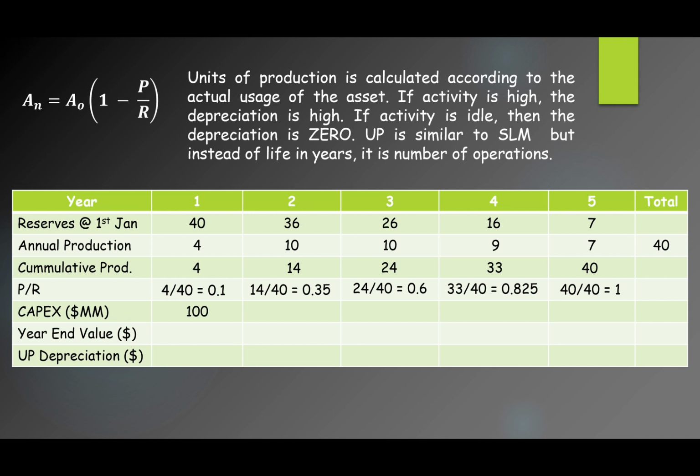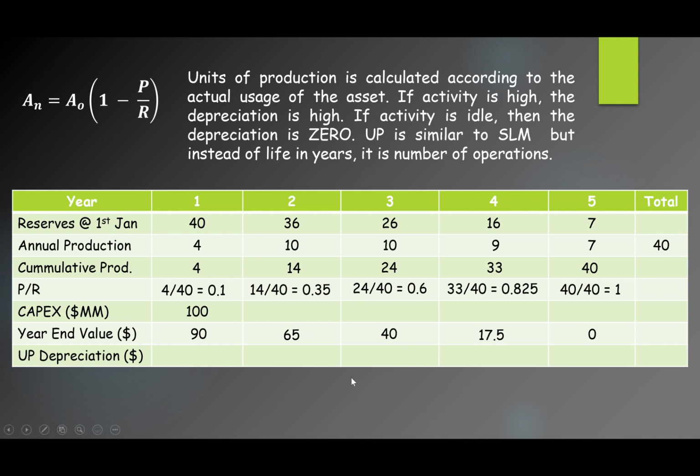Given that the capex, or the initial cost, is $100 million, for the year-end value we use this formula. The year-end value would be 100 times 1 minus P over R, which is 0.1. So 1 minus 0.1 is 0.9, times 100 equals 90. And do the same for the rest of the years. You will see that at year 5, the year-end value is 0, similar to what you will get with a straight line method.